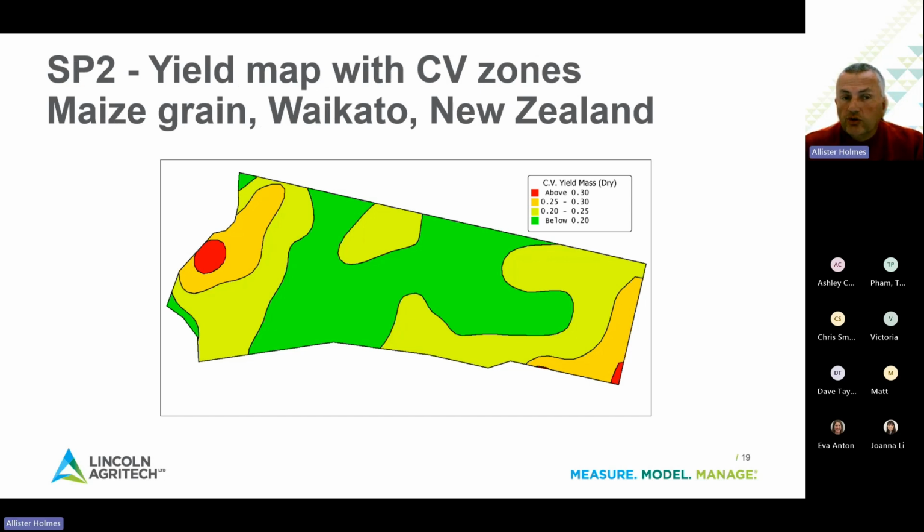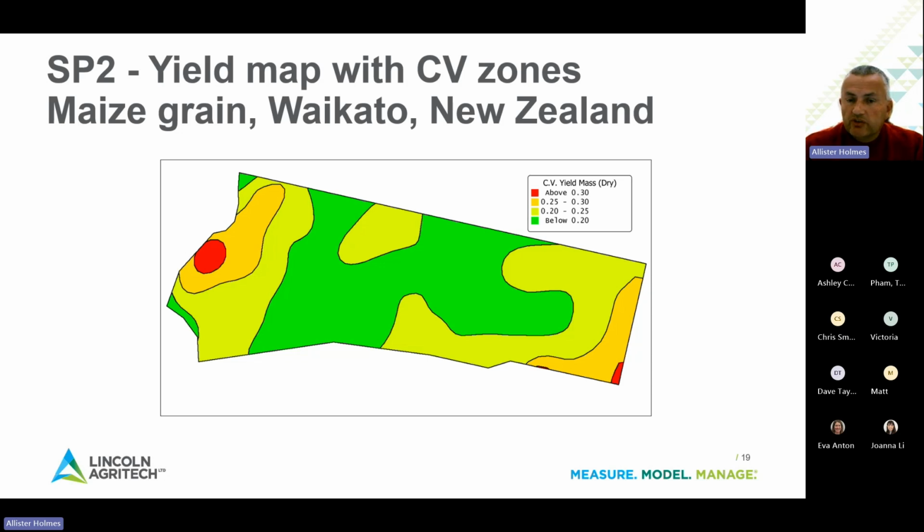The other thing we can do with this long-term data is look at the coefficient of variance. Effectively what we're saying is, how consistent is the performance of that paddock over time? The lower the CV, the more consistent that paddock is over time. And you can see in our sample paddock, the middle part is more consistent over time, and the extremities of the paddock are less consistent over time.